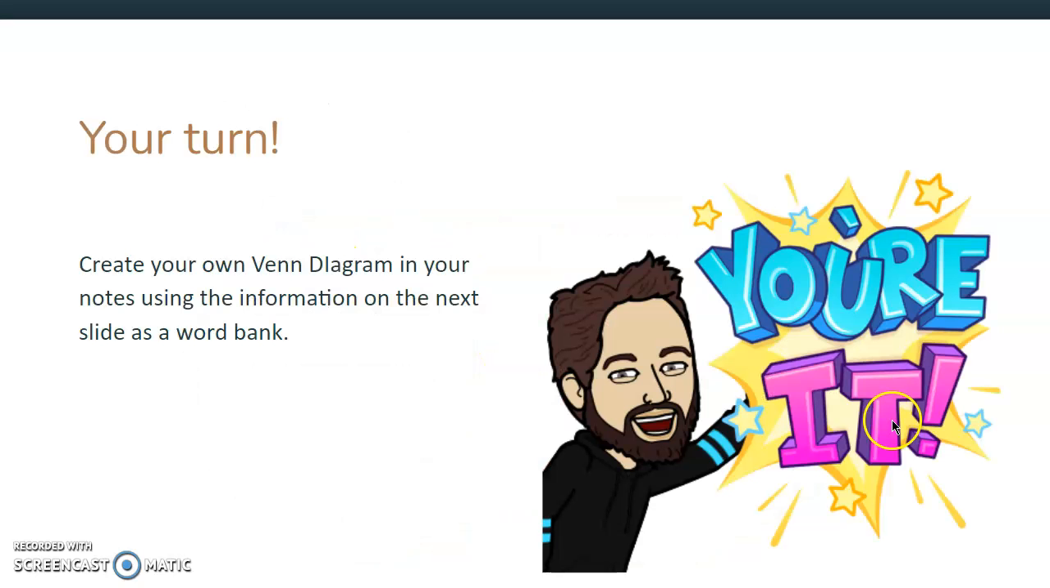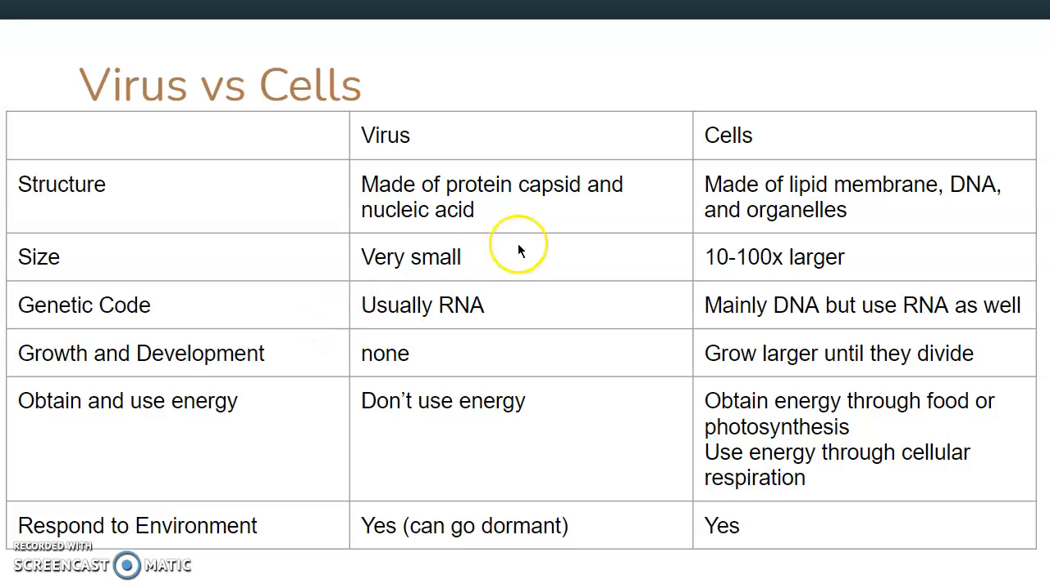So now I want you guys to try to maybe do your own Venn diagram. I think it's a good exercise to see if you can understand the difference between these. So I've created this nice table. This is our virus and our cells, and then some different descriptions of each. So, for example, the structure is made of a protein capsid and nucleic acid for a virus, and the structure for a cell is made of a lipid membrane, DNA, and organelles.